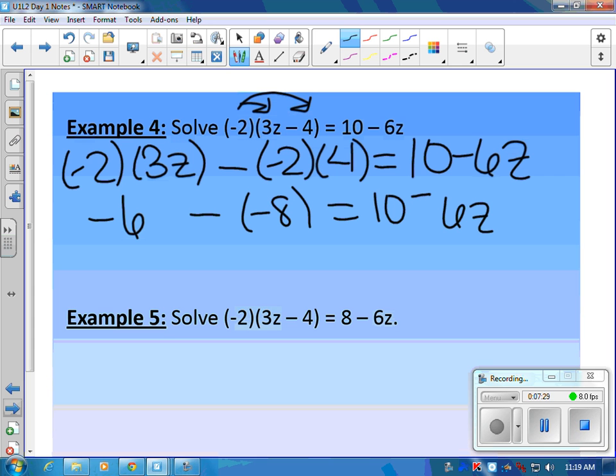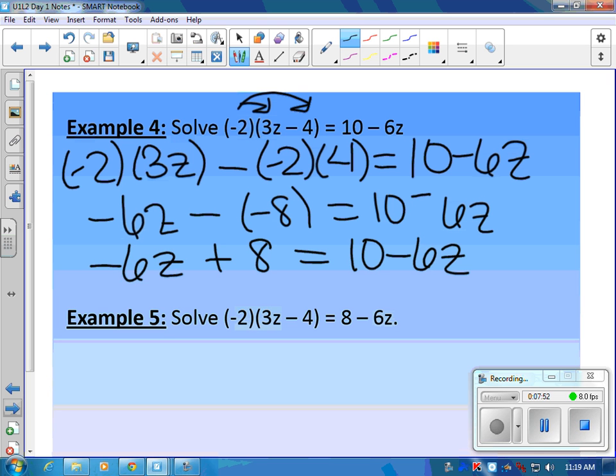How can I simplify this side to make it look a little neater? Negative 6z minus negative 8. Because two negatives make a positive, I can make that negative 6z plus 8 equals 10 minus 6z.